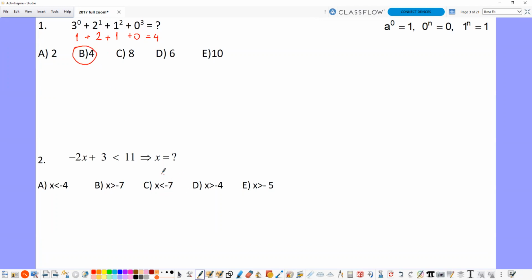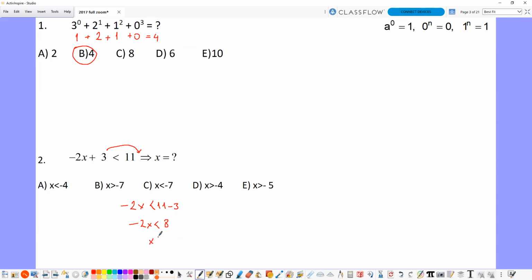Second question is inequality question. Inequalities I showed you before, we are going to solve like equations, which means we are going to collect the like terms together, and known terms and unknown terms together also. So minus 2x it's going to stay on this side, and you are going to send the 3 to the other side, which is equal to 11 minus 3 it's going to be.